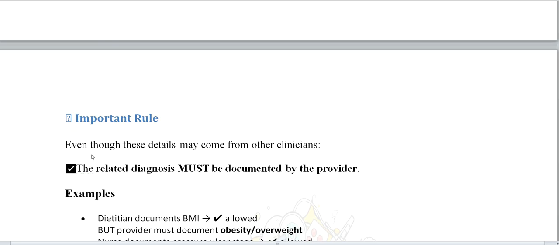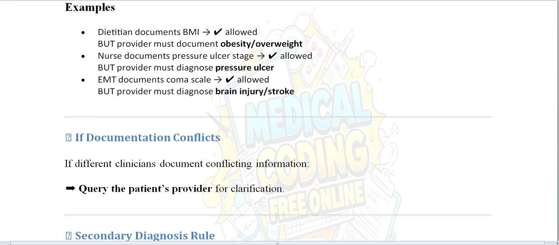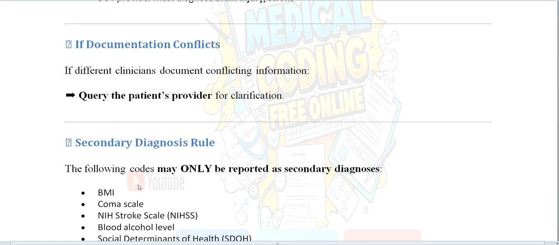Even though these details may come from other clinicians, the related diagnosis must be documented by the provider. For example, a dietitian documents BMI, which is allowed, but the provider must document obesity or overweight. A nurse documents the pressure ulcer stage, which is allowed, but the provider must diagnose the pressure ulcer. An EMT documents the coma scale, which is allowed, but the provider must diagnose brain injury or stroke. If documentation conflicts, query the patient's provider for clarification.